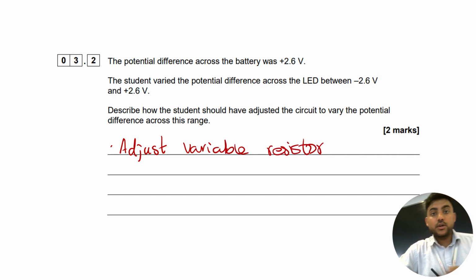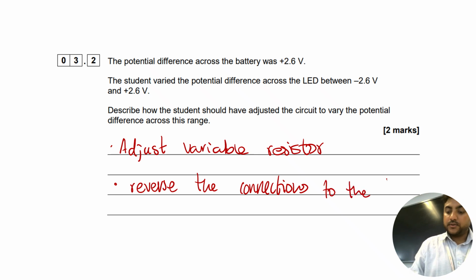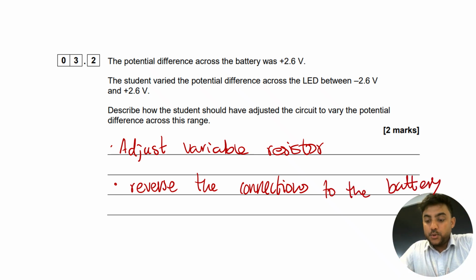The other answer you could have put is change the number of cells in the circuit, in the battery. But even that doesn't give you the negative values. To get the negative values, you have to reverse the connections to the battery, or reverse the connections to the diode, the component that you're measuring. You can't do both, you have to do one or the other.